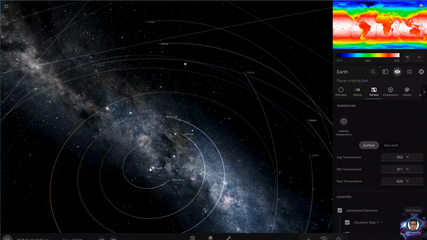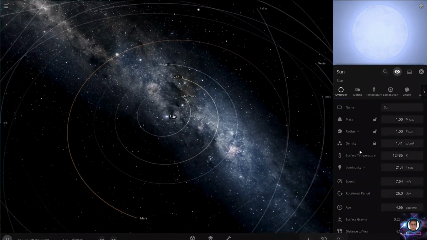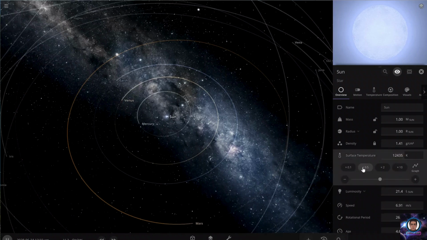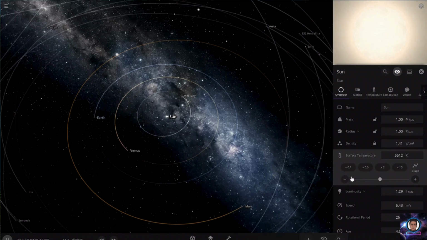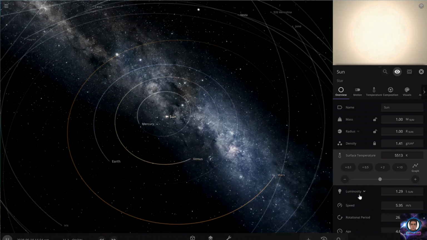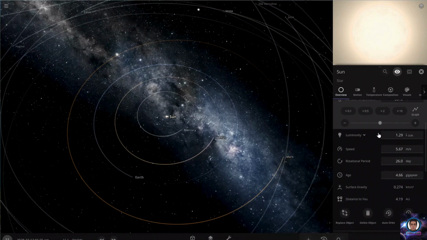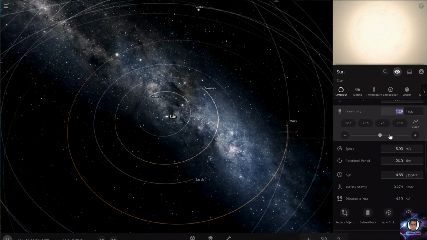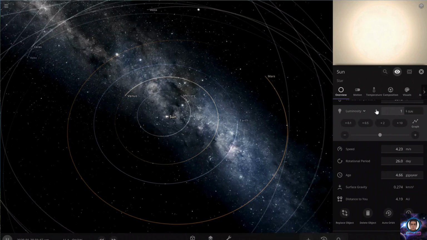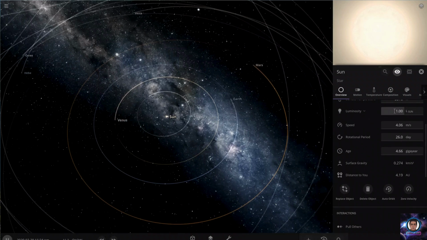So you can set whatever you want. This is about the surface temperature. Let's go to other parameters. I will bring it back to around the original amount, which was something like 5,500. The next parameter which we can change is the sun's luminosity. Originally this is 1. We have a luminosity of 1 as a parameter here, and this is normal.